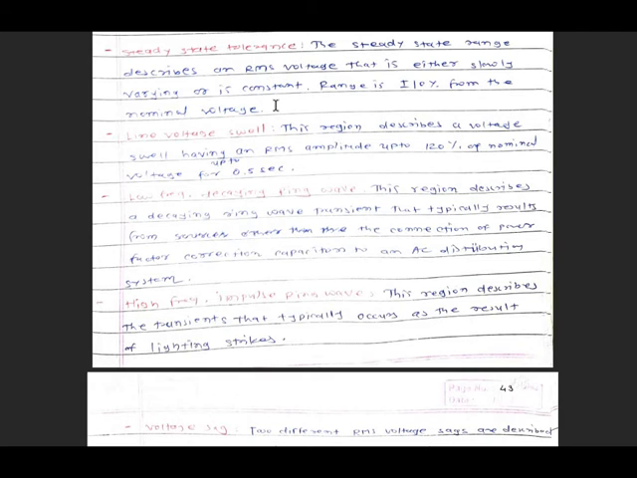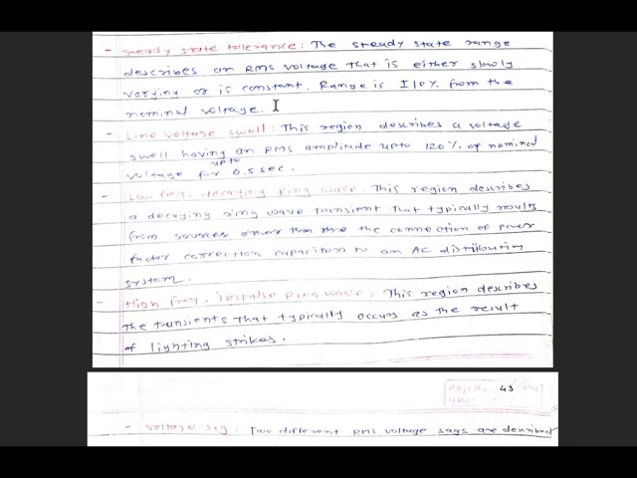Line voltage swell. This region describes a voltage swell having an RMS amplitude up to 120% of nominal voltage for up to 0.5 second. So this is for an RMS amplitude increase to 120% of the particular RMS value for the particular time of 0.5 second. So this is the line voltage swell.